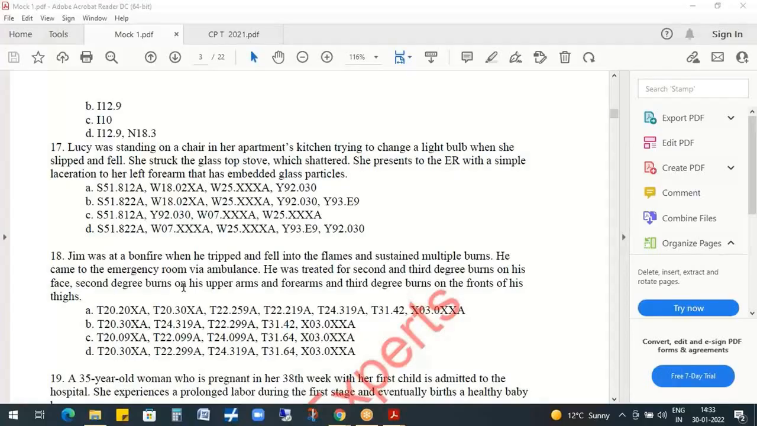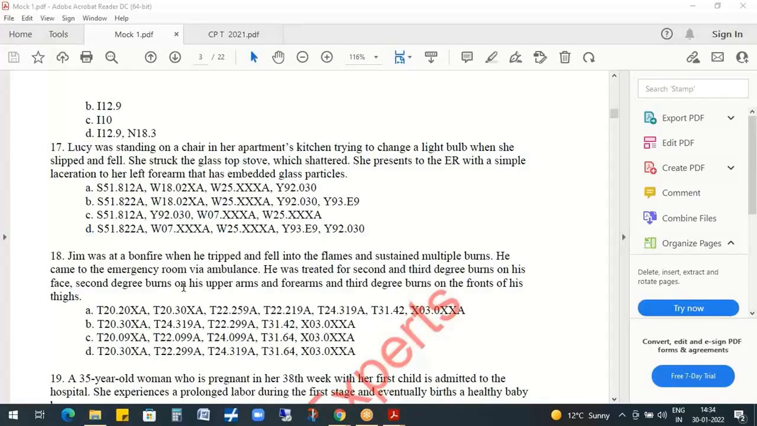See, we can rule out the options here based on ICD. One is 812, another one is 822. You will get two options, and based on that we can rule out. Where is the problem the patient is having? When she slipped and fell, she sustained a simple laceration to her left forearm. Simple laceration to her left forearm. Where is the problem?